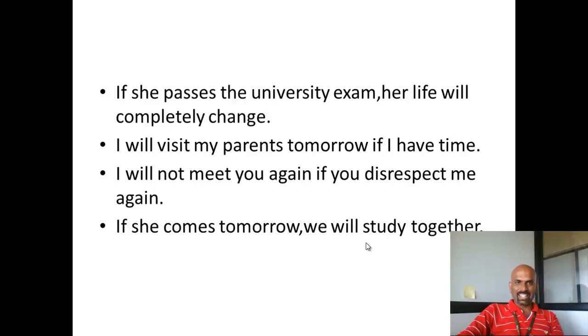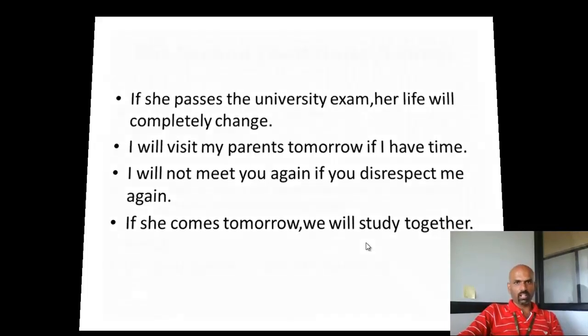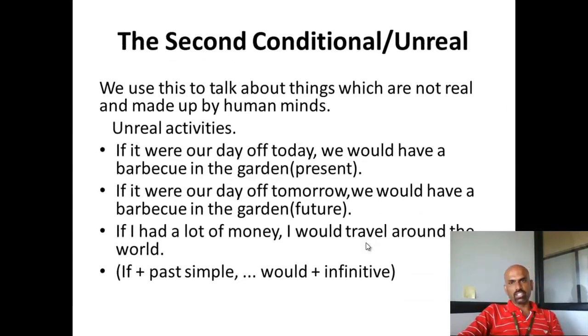Let's go to the second conditional. First we have already talked about the zero condition, then the first condition. Now we are moving to the second conditional. It is called the unreal conditional clause, or you can call it the improbable condition also. The first condition can be called a probable or possible condition. The second condition can be called an improbable condition.